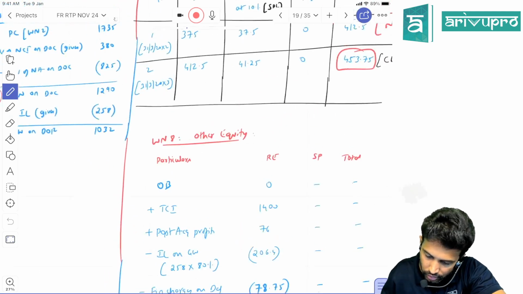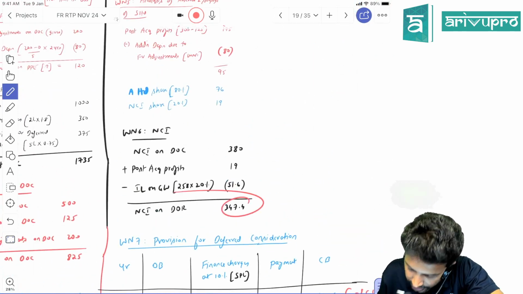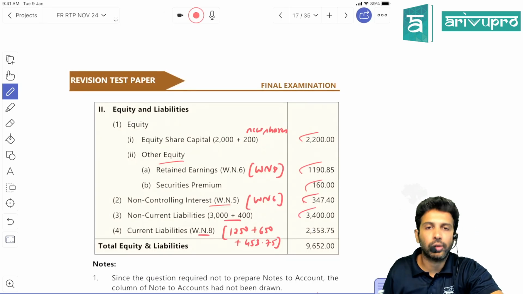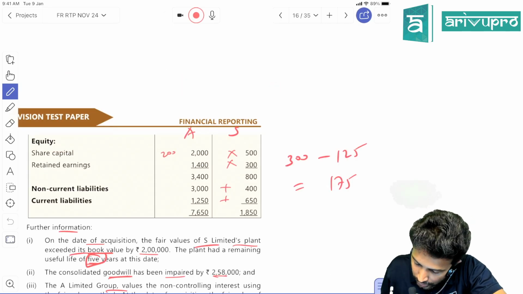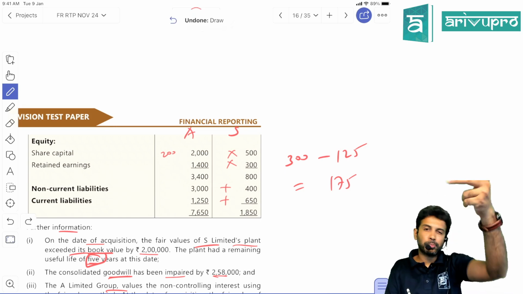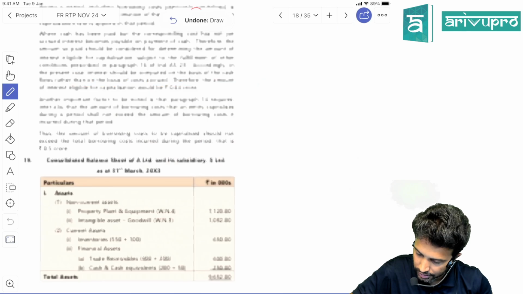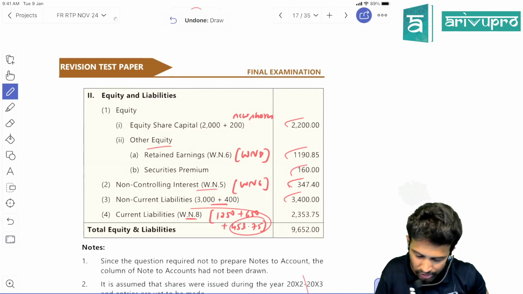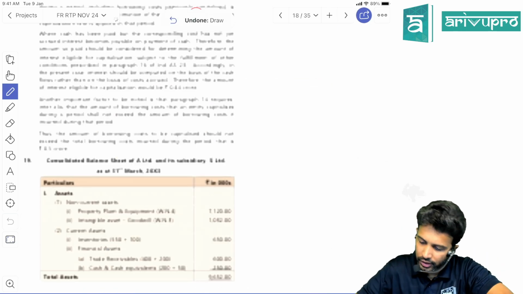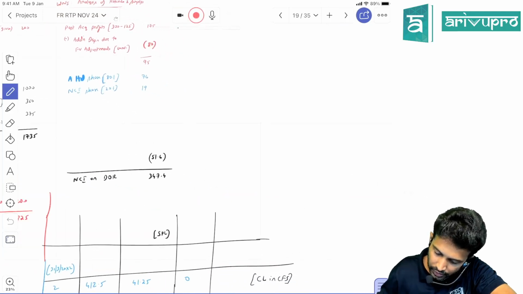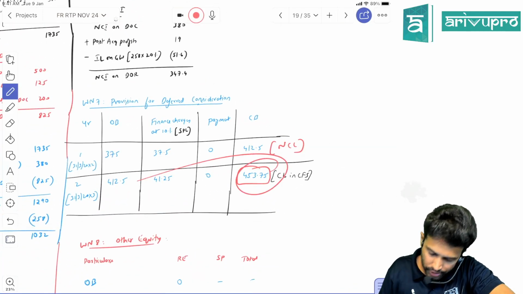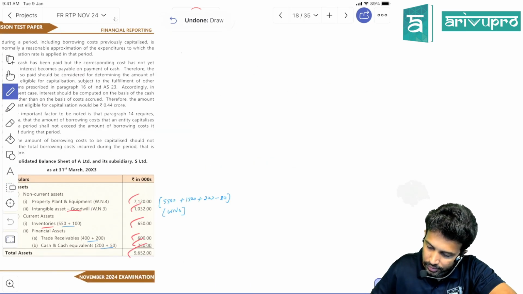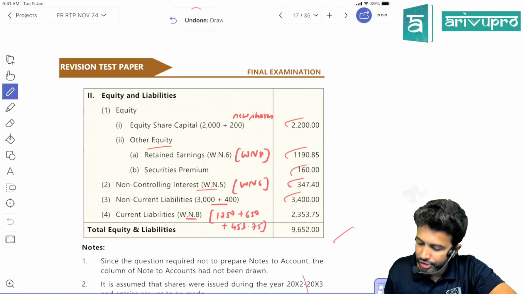Where is our working note number 6? NCI is 347.4. They have also shown as 347.4. Then current liability 1250 plus 650 plus provision for deferred consideration we need to consider. So that is what they have done over here. These two values in balance sheet value plus provision for deferred consideration, we got it from working note. If you just check working note number 7, we wrote it also. Provision for deferred consideration value is 453.75. So add up that, you will get the balance sheet matching value.